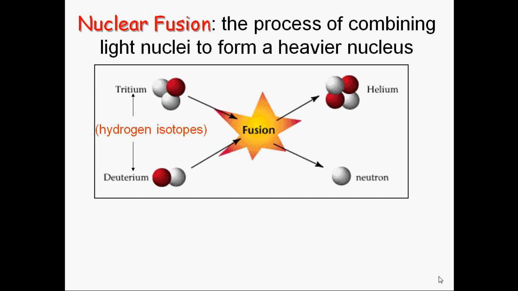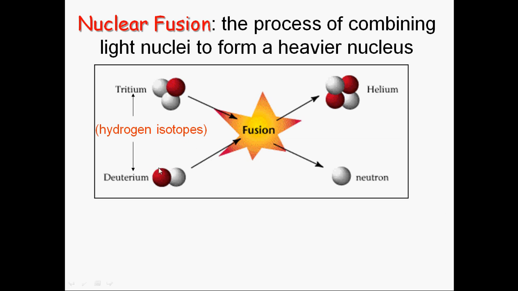So here's an example that we have right here. We've got two different hydrogen isotopes. At the top we have tritium. Notice it has one proton, which is why it's hydrogen, represented by this red dot here, and then two neutrons, represented by these white dots here. It's called tritium because there are 3 total nucleons in there. It has a mass of 3.